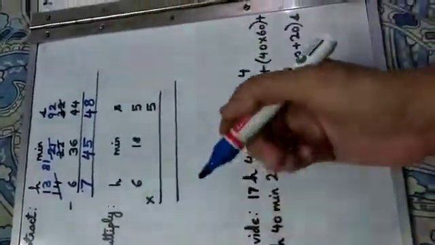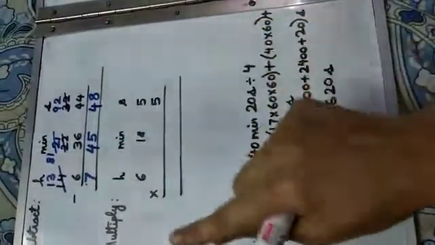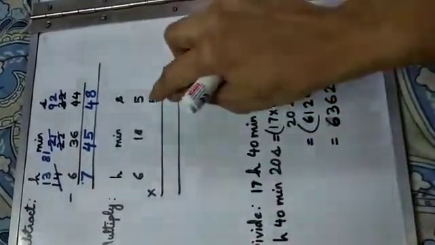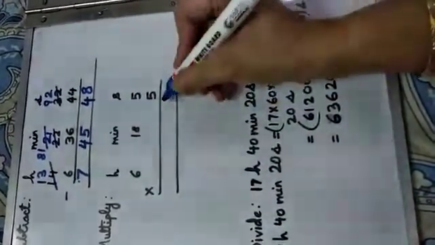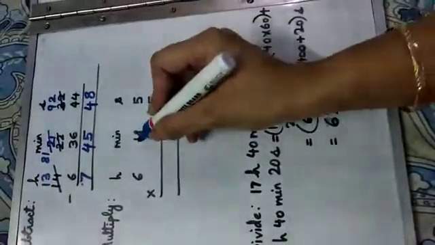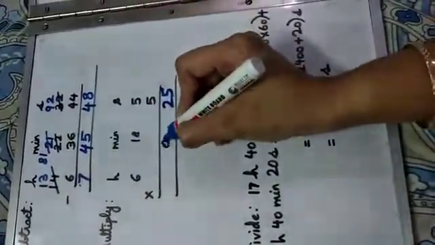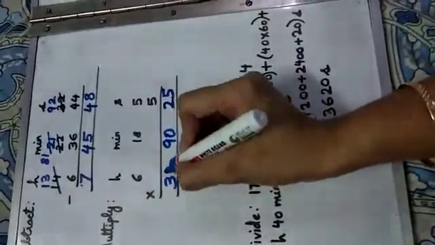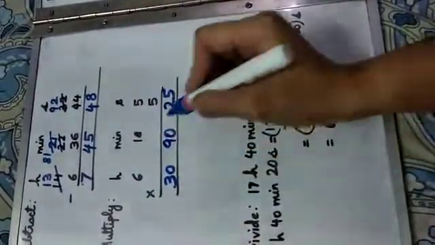Now multiply. How do we multiply? We multiply as we did addition. We multiply separately. 5 fives are 25. So seconds are separate. 18 fives are 90. 6 fives are 30. So we have 30 hours, 90 minutes, 25 seconds.